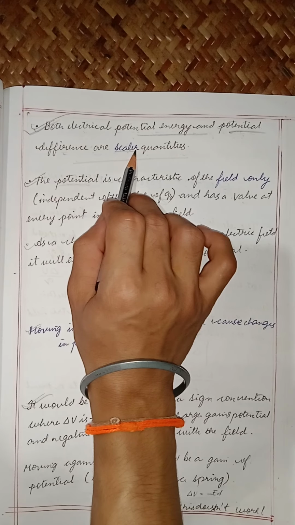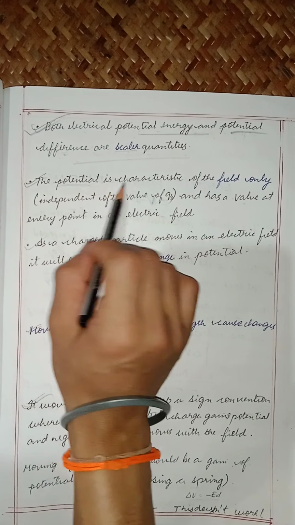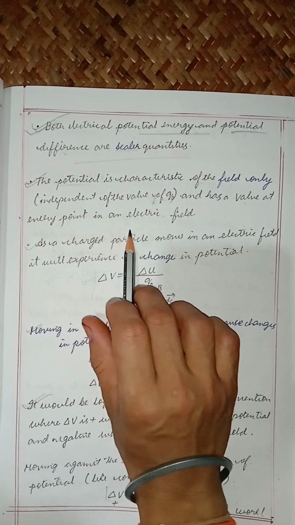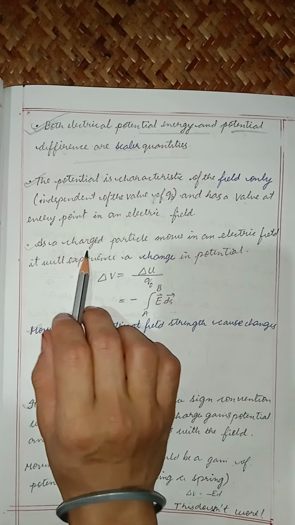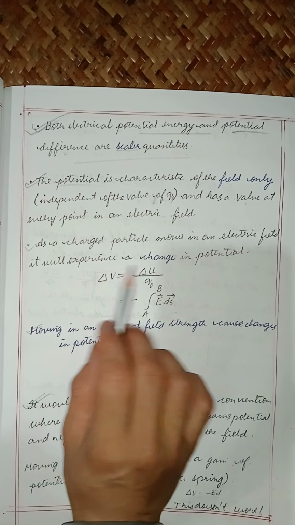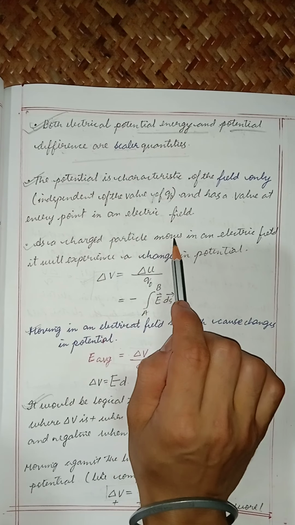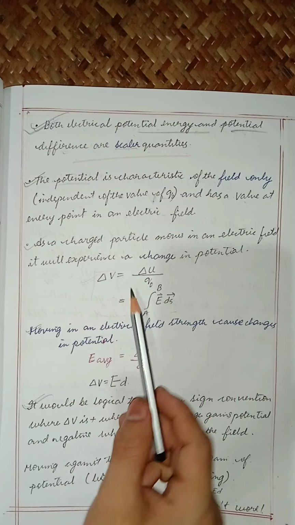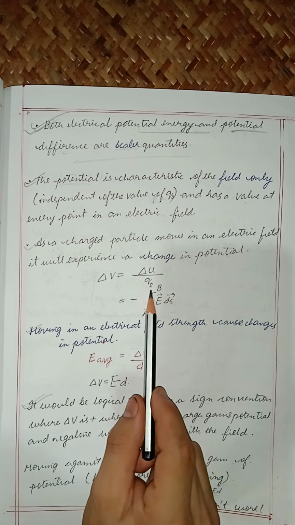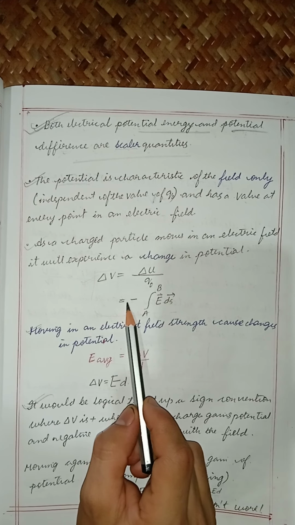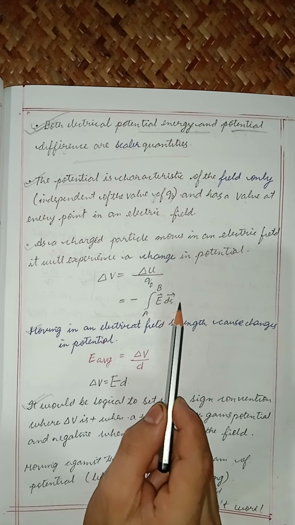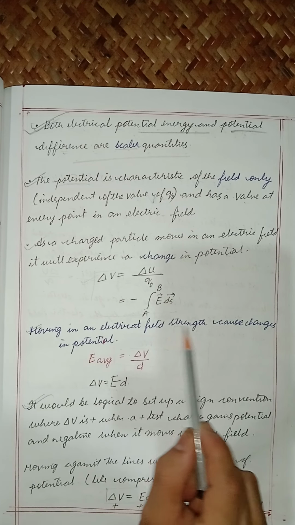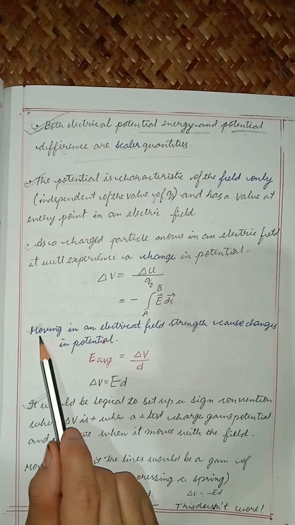Now the next point: the potential is characteristic of the field only, independent of the value of q naught, and has a value at every point in an electric field. As a charged particle moves in an electric field, it will experience a change in potential. We can denote it like this: delta V is equal to delta U by q naught, so we can write it as minus the integration from A to B of E dot ds. So moving in an electric field causes changes in potential.